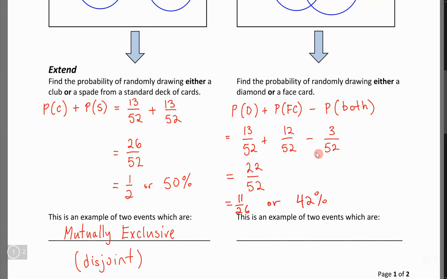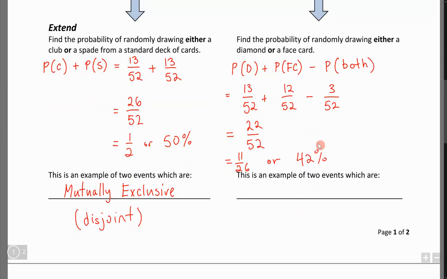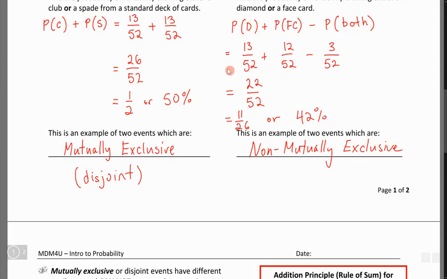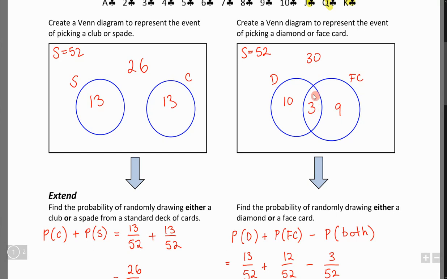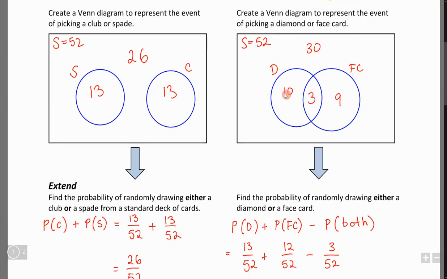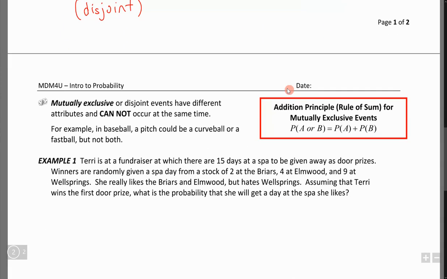Okay, and this scenario represents non-mutually exclusive events. Okay, so they're not mutual, meaning there's an intersection between the 2 sets. There are common elements in both events that we're talking about here. Okay. All right, let's move on.